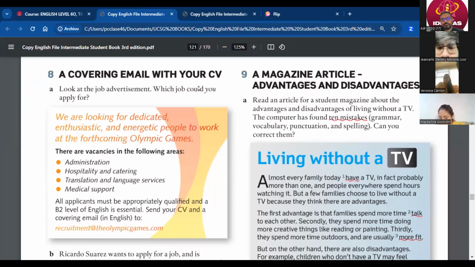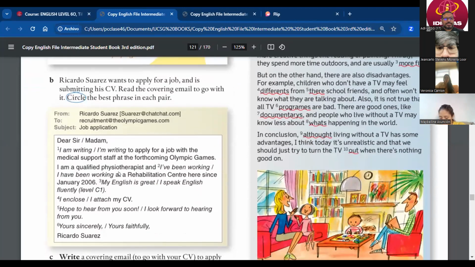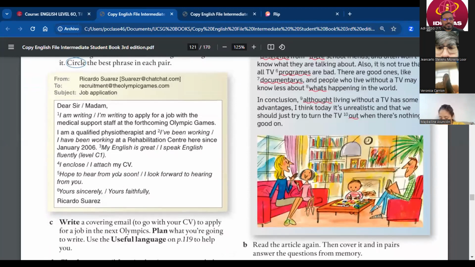Covering email. Yep. The example they put in here is like this.